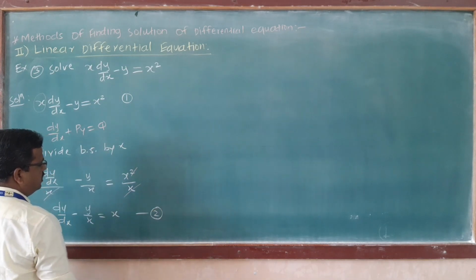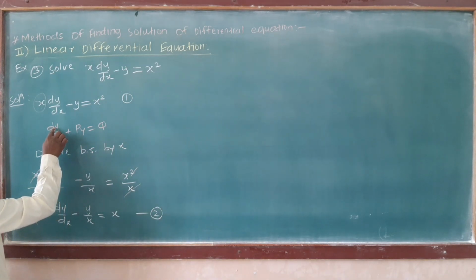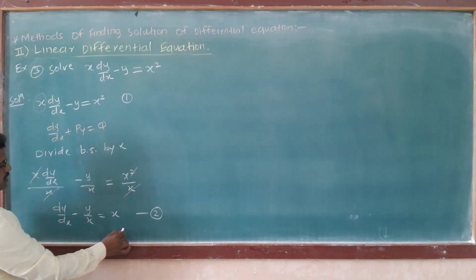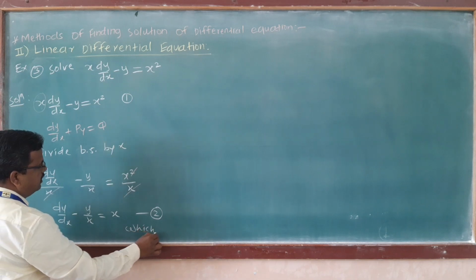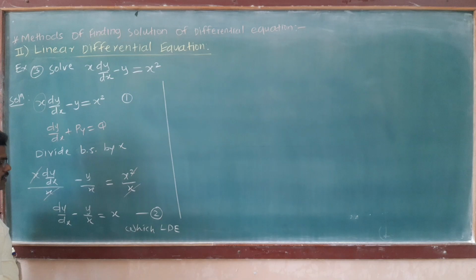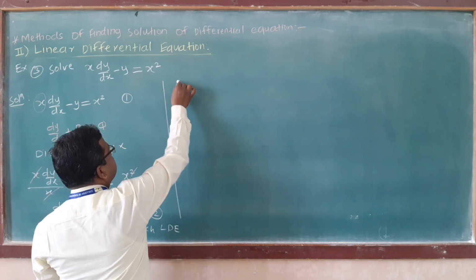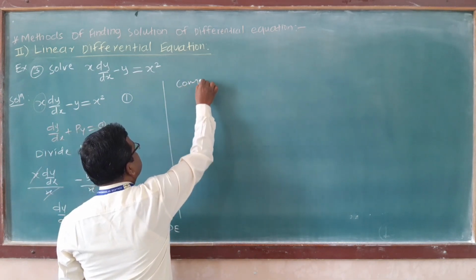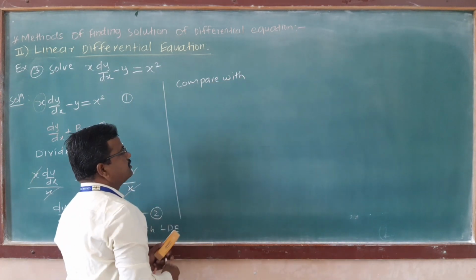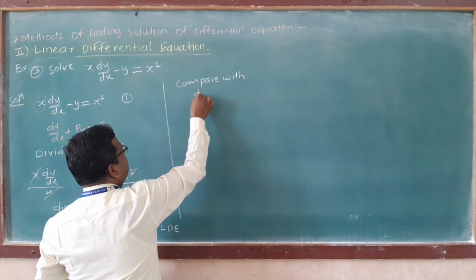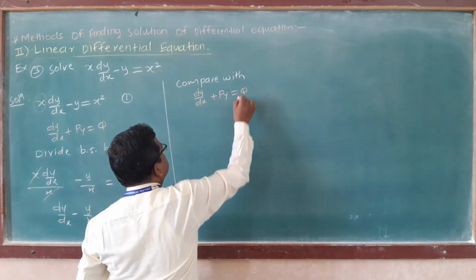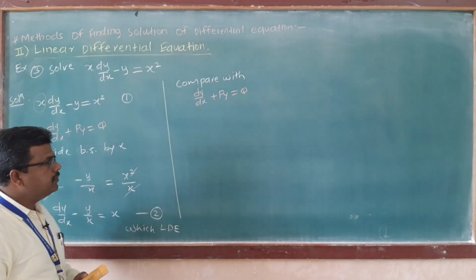So this equation 2, this is in this form, dy by dx plus py is equal to q, which is linear differential equation. This is linear differential equation. Now compare this with dy by dx plus py is equal to q.